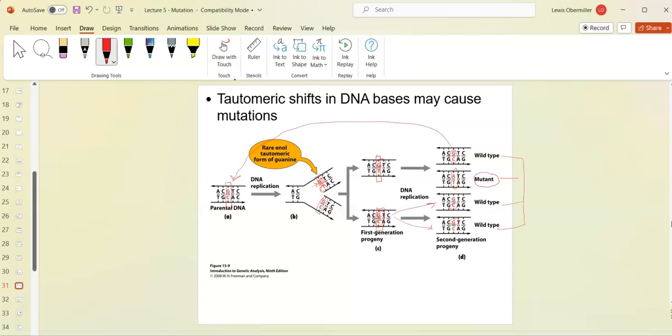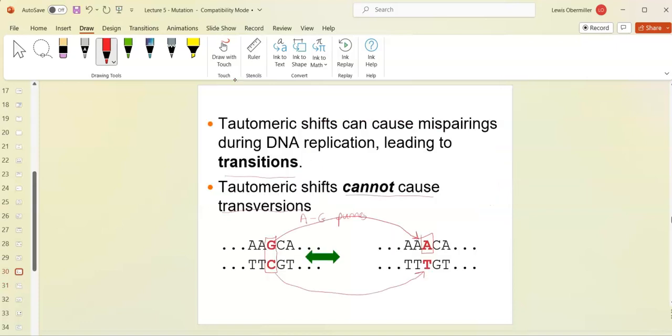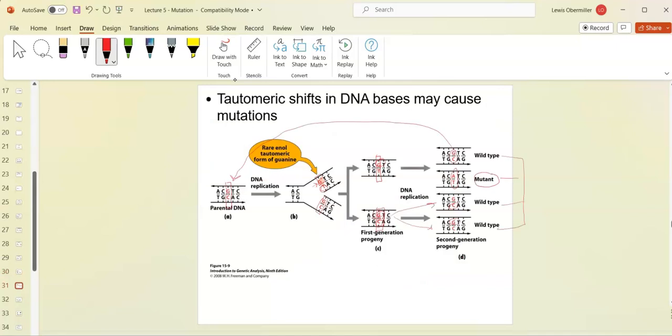But you can also notice that our original pairing GC is now becoming AT, and that is a transition. Right. It cannot cause a transversion.